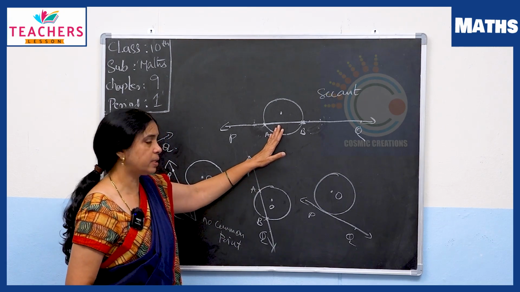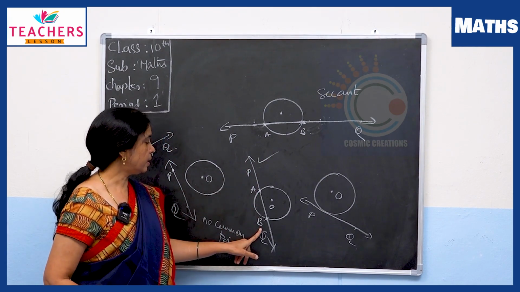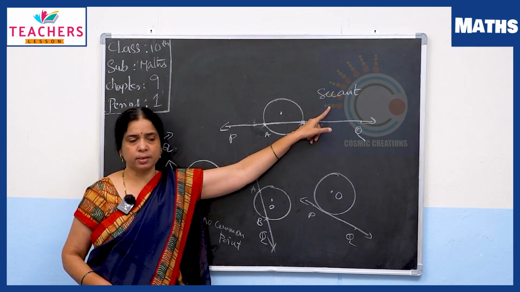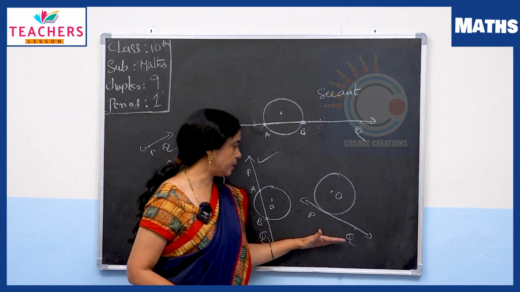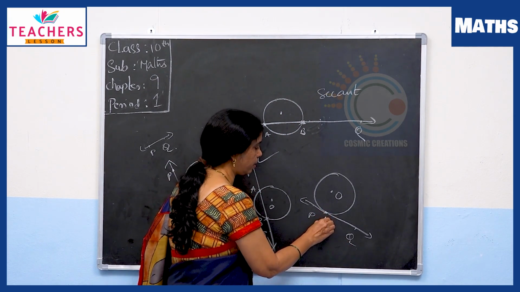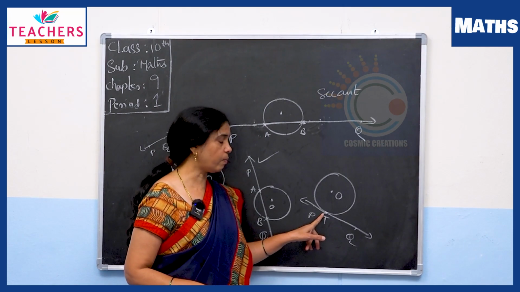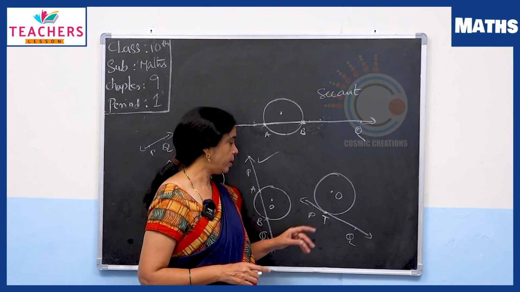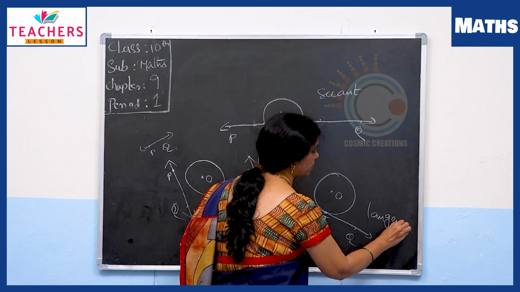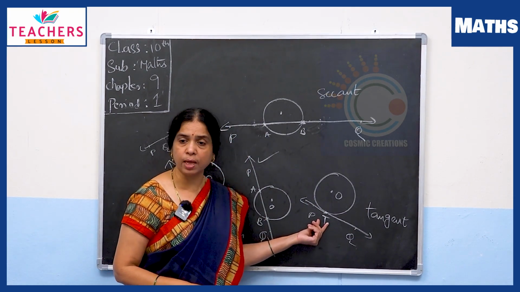In the second case, we got the line is a secant, intersecting the circle at 2 points. Now, coming to case 3. In case 3, you see the line touches the circle at only one point. This is called the tangent. It is a tangent to the circle.